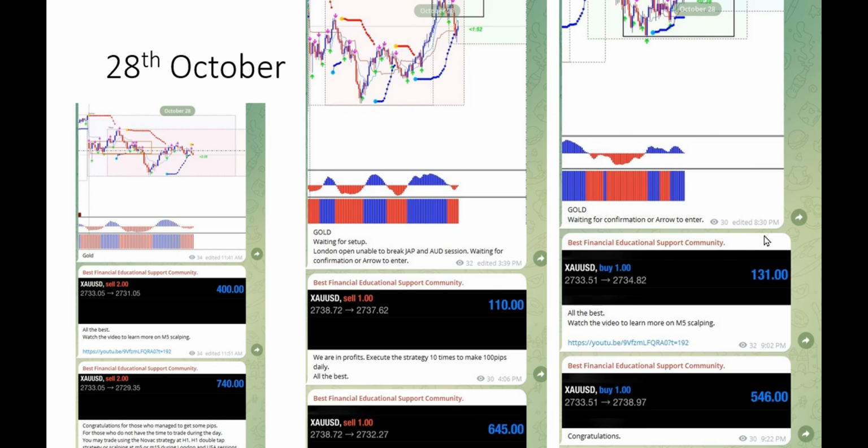Okay, so we wait until around 9 PM, there is a setup, then they enter, screenshot and send to the group, and at about 9:22 PM, the price went down to $546 in profit. Okay, so this is how the trade signal is going to be.